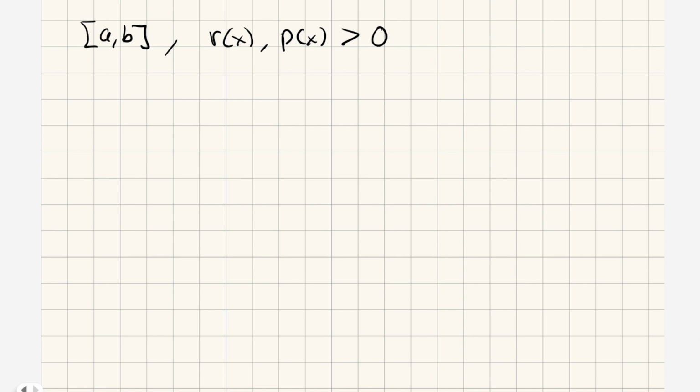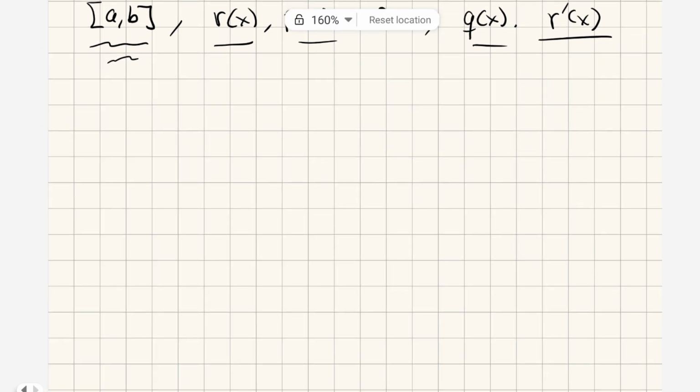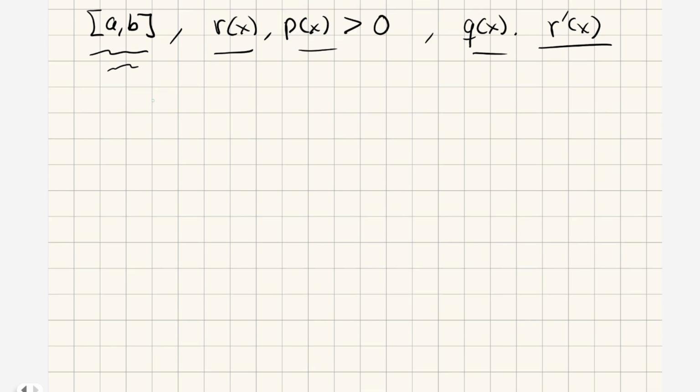First, we're going to define that the problem of Sturm-Liouville is defined in a closed interval [a, b], where we are going to define two functions, r of x and p of x, that in this interval are going to be greater than 0, and we are going to define also a function q of x, where r, p, and q are real valued functions defined in this interval. Also, r prime of x is going to be a real valued function defined in this interval.